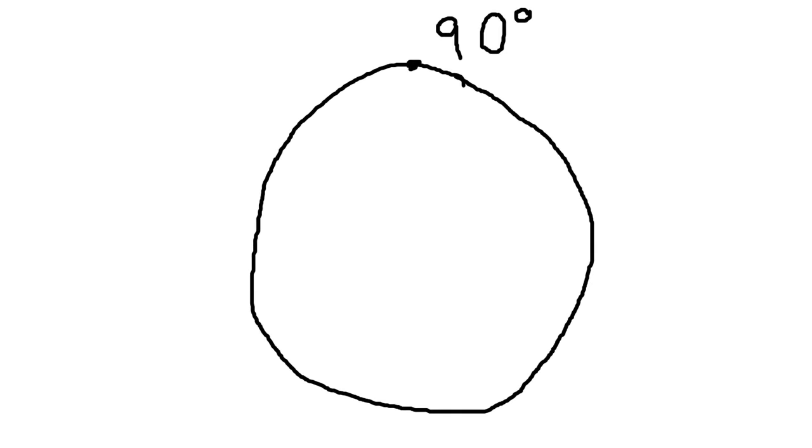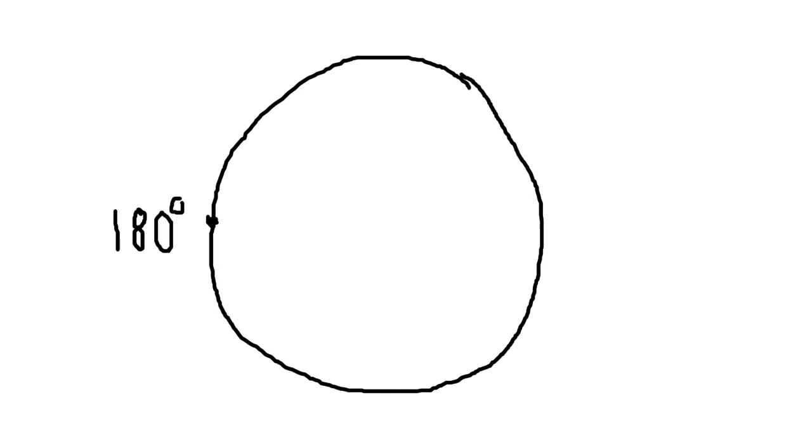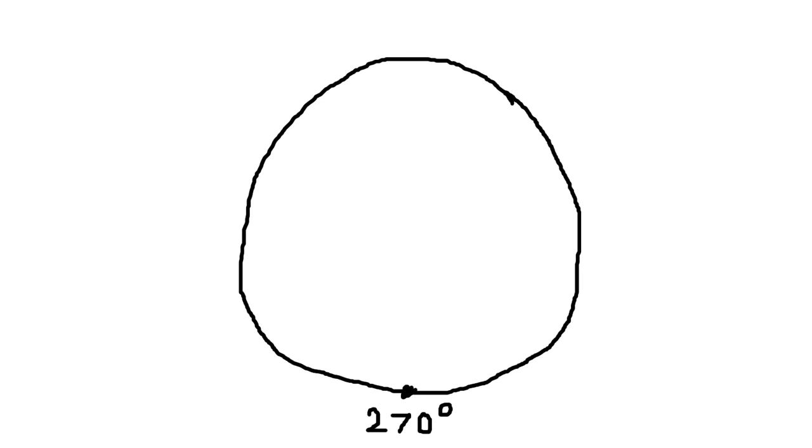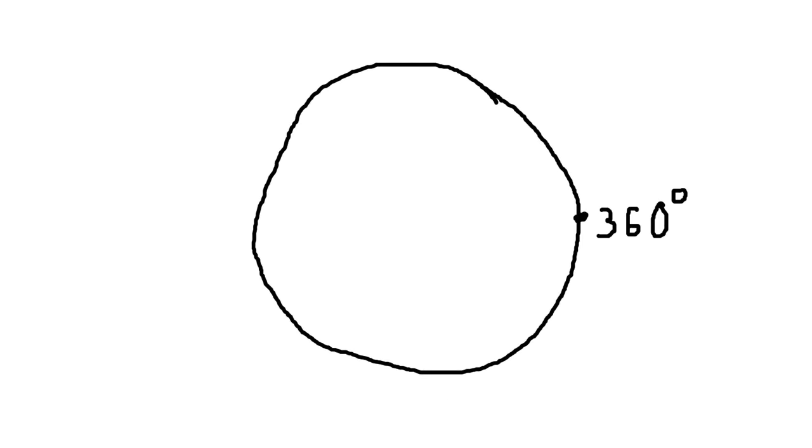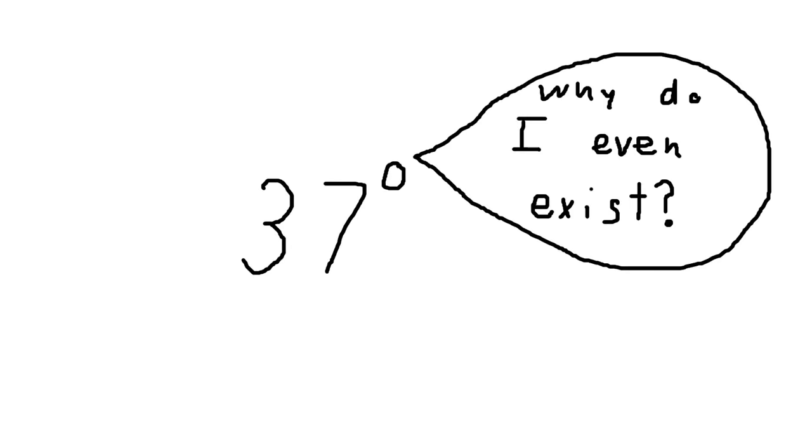So, at the point 1, 0, you have rotated 0 degrees. At the point 0, 1, you have rotated 90 degrees. At the point -1, 0, you have rotated 180 degrees. At the point 0, -1, you have rotated 270 degrees. By the time you reach 360 degrees, you have rotated all the way back around to the original point 1, 0. Also, why are we using degrees? What's so cool about the number 360 anyways?